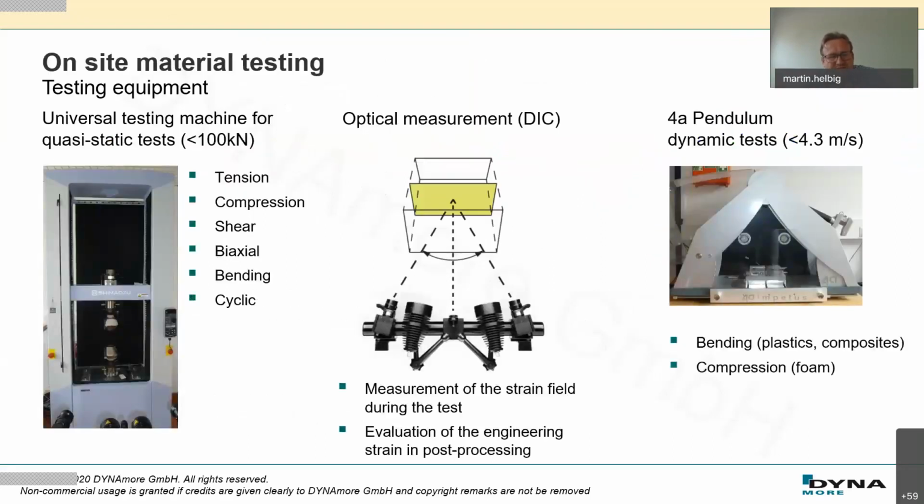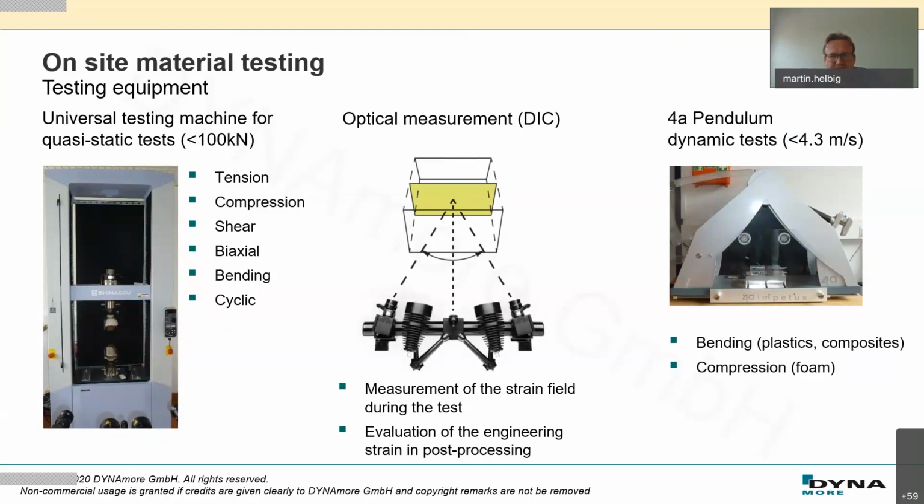So this is the testing equipment. We have a universal testing machine for quasi-static tensile tests. On this machine we can do tension tests, compression, shear tests, biaxial tests, bending tests, and also some cyclic loading, which might be interesting if you have, for example, a rubber material.